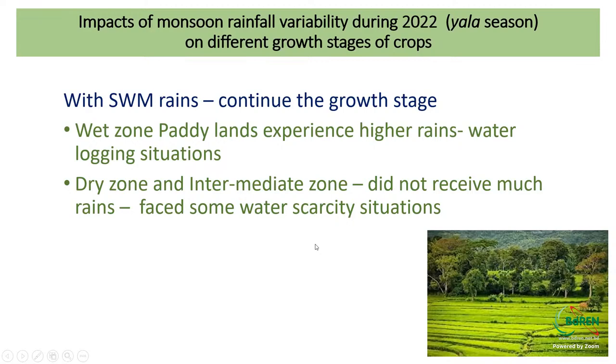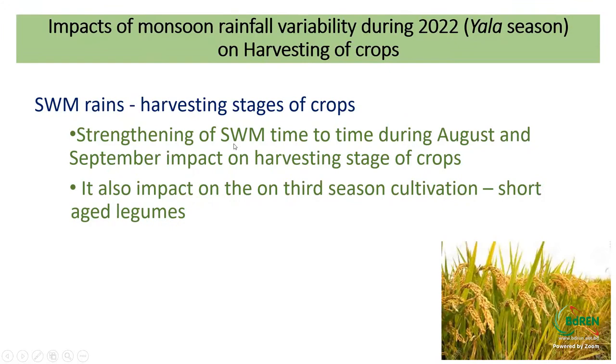during that period. At the harvesting stage, although we received very little rainfall during the month of September, at the end of August and beginning of September there was still heavy rainfall. So it affected the harvesting stage of the crops, and it also impacted the third season.